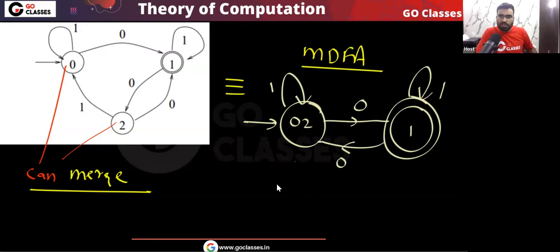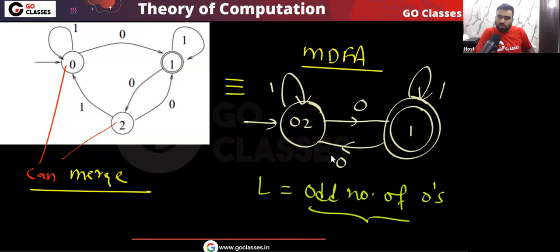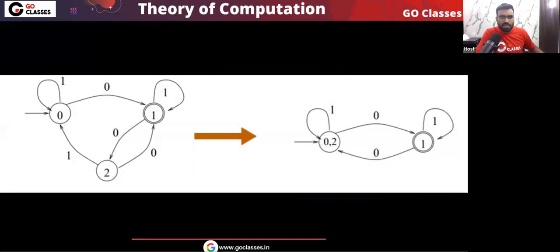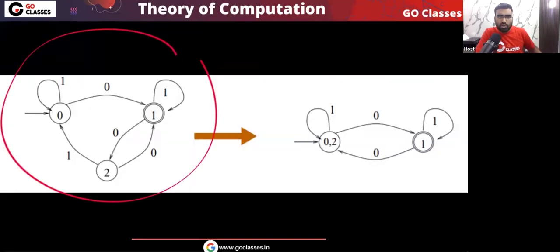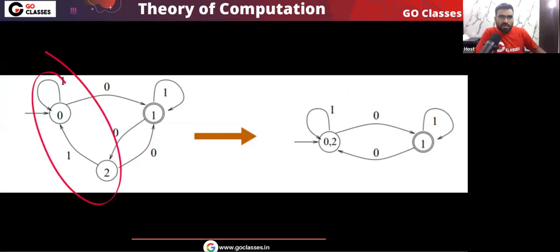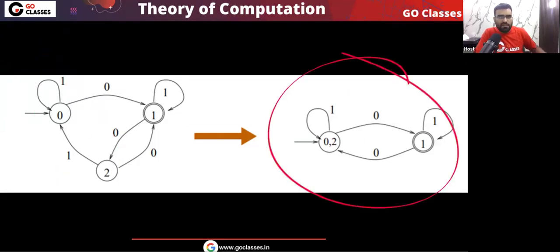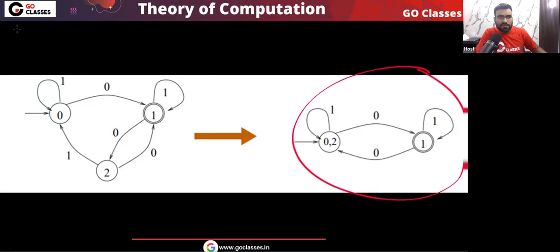Tell me, what is the language of this DFA? What is the language here? The final state is this state 1. So the language is odd number of ones, odd number of zeros. This is the language. Okay, is this clear? Please tell me. So you can see this DFA is not minimal. We can merge states 0 and 2, and finally we will get this DFA. And this is a minimal DFA. This is a DFA with the minimum number of states.